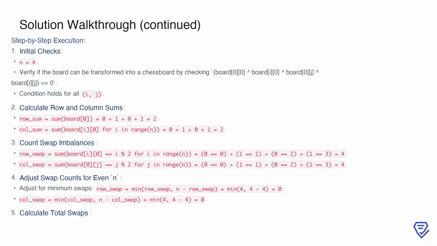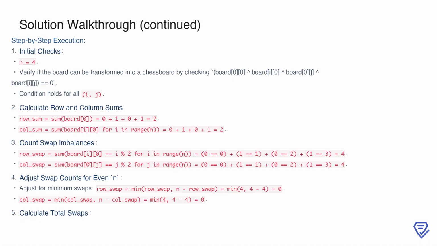This confirms that the board has a valid alternating pattern. Next, we calculate the sums of the first row and the first column. Both of these sums equal 2, as there are 2 ones in the first row and 2 ones in the first column. We then count the imbalances by determining the number of elements in the first column and first row that align with their expected chessboard values.